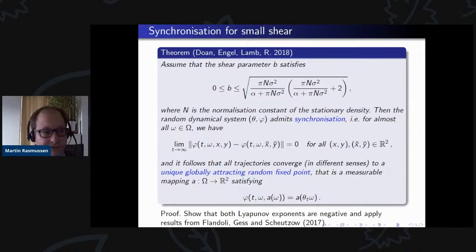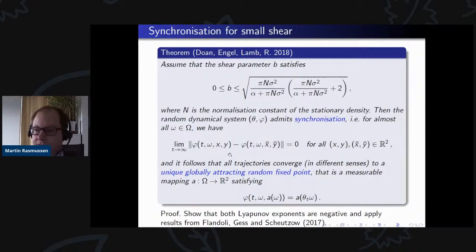And what does synchronization mean? So let me describe this in detail. Synchronization means that if you fix a noise realization, so for almost all omega, you fix a noise realization, and then you look at two different initial conditions. So we look at some (x, y) and some (x bar, y bar) in R2, and we run the system forward, and we compare the evolutions of these two initial conditions. Then the distance converges to zero. So they attract each other.